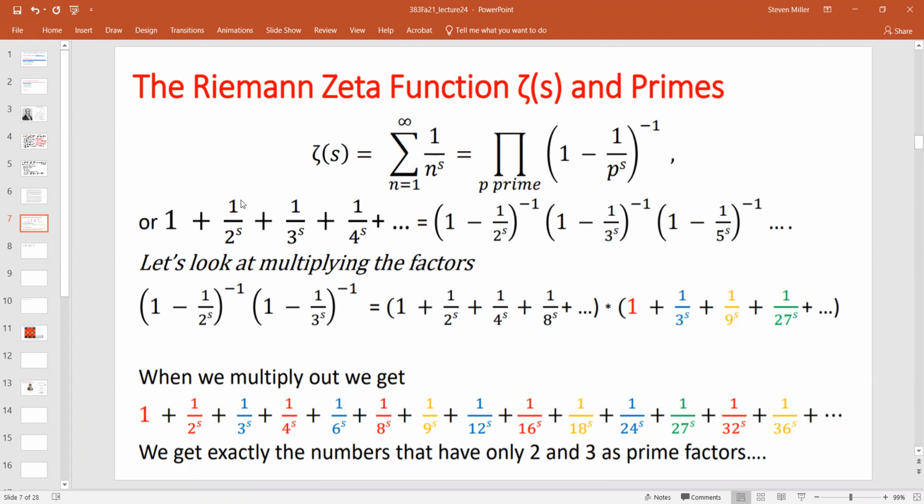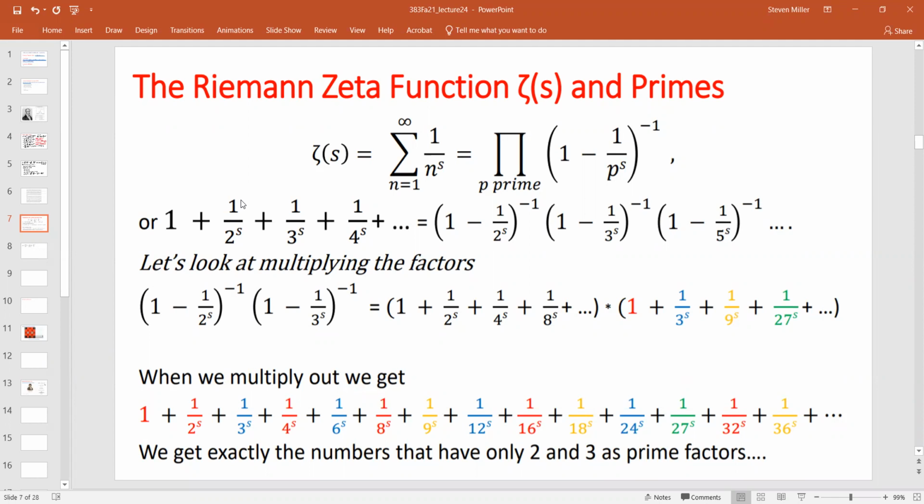And so just for definiteness' sake, let's take the first two factors, 1 minus 1/2 to the s and 1 minus 1/3 to the s, and multiply them out. I'll put the factors corresponding to 3 in different colors so that when you multiply them out, you start to see what's coming. We're never going to get a number twice.